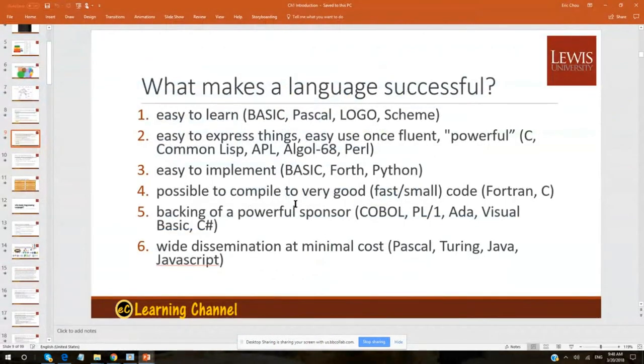So being easy to implement and having good resources is also very important, and compilation time is also important, and cost is also important. Per-installation cost is also very important.